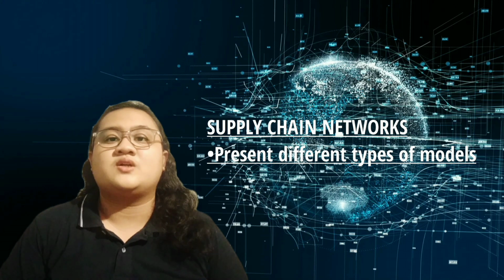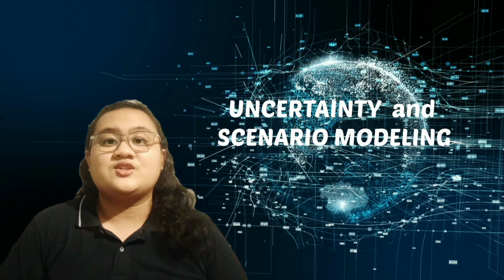Supply chain networks present different types of models that help us understand the various optimization methods used for studying uncertainty and scenario modeling. In our model, we have 6 distinct supply chain network models as given.